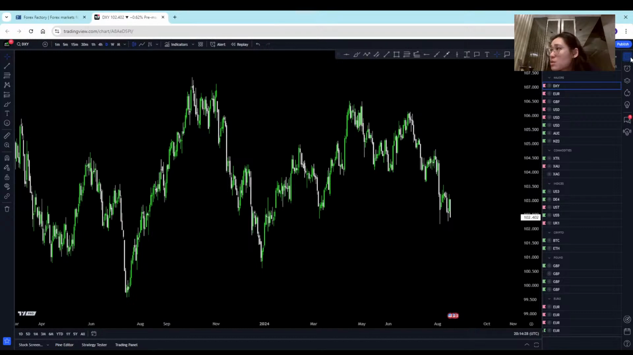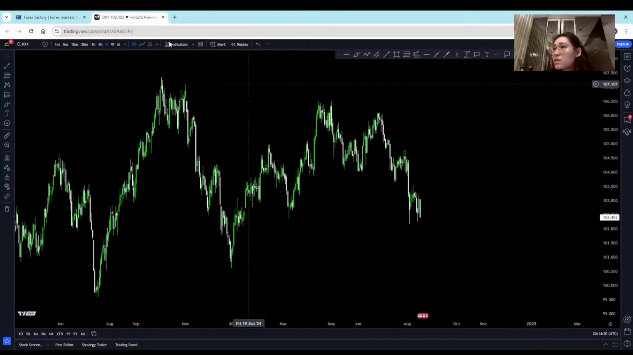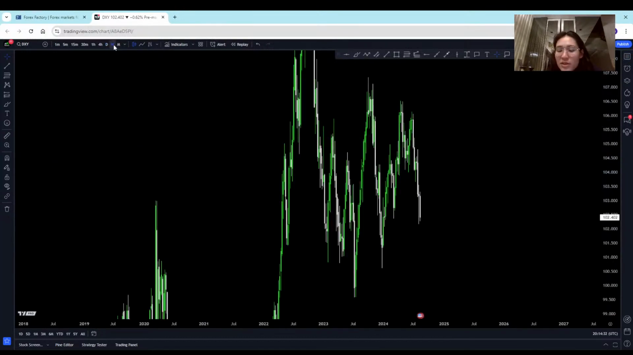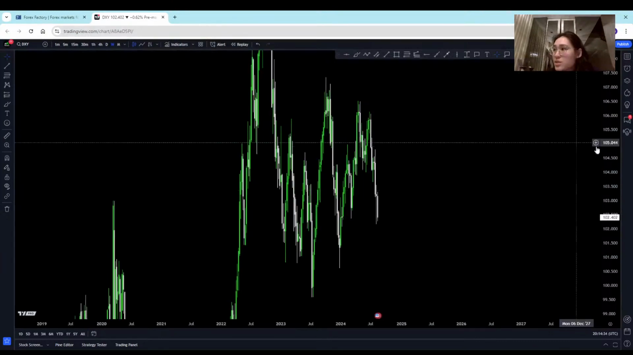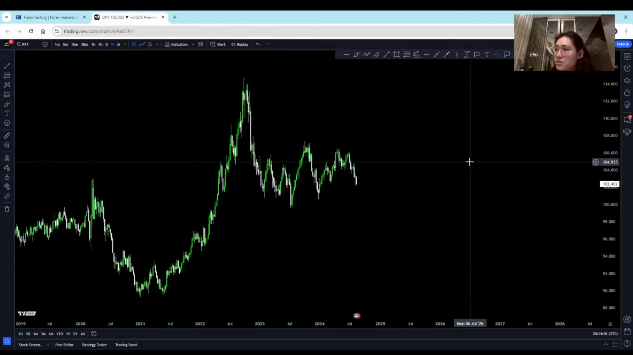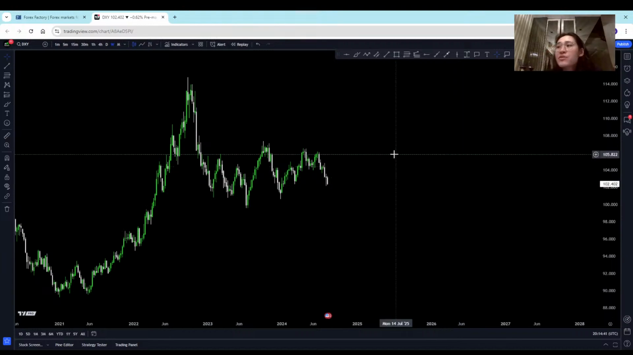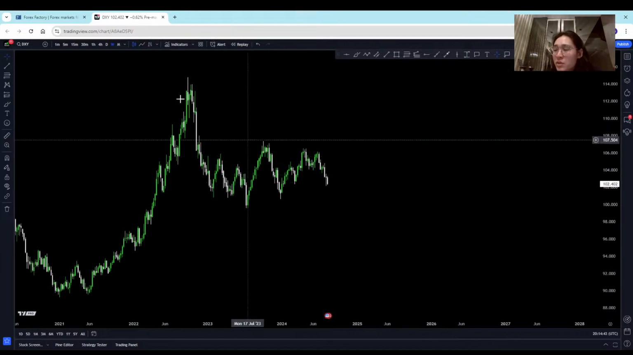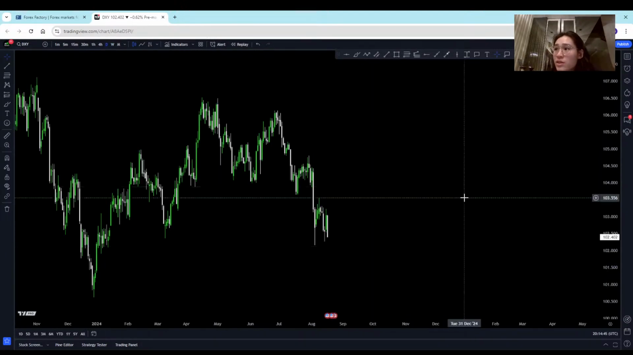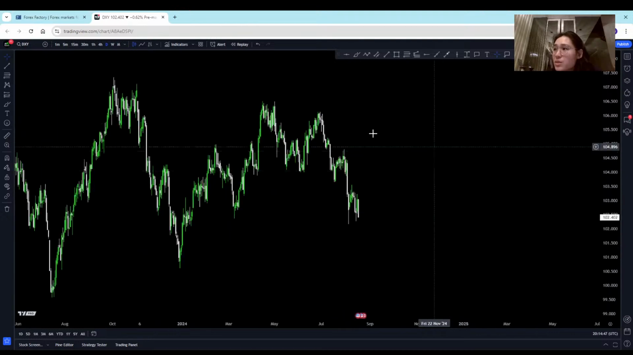Okay, so I like to start off by looking at the weekly time frame first, so we get an idea of the general direction of the trend. So on our weekly time frame, we can see prices kind of dropping recently. On our daily time frame as well, we see prices kind of moving in this downtrend.